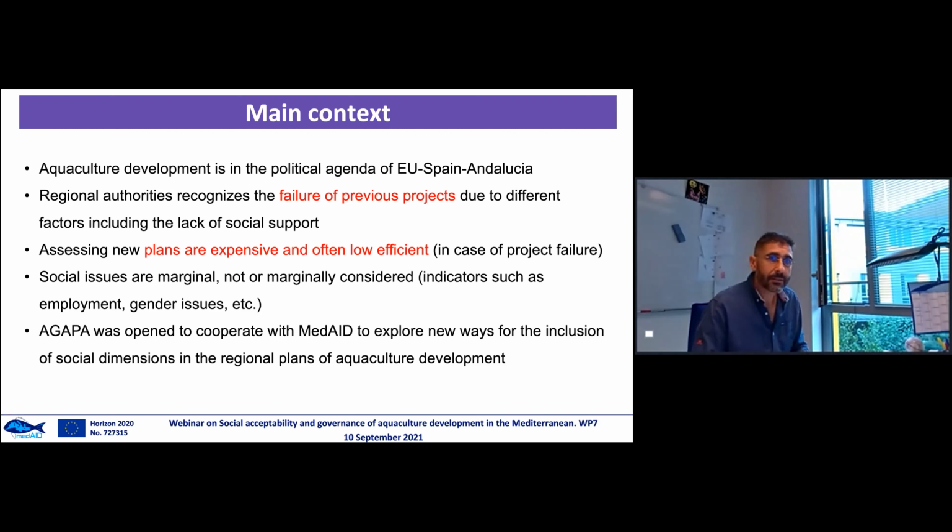So we have aquaculture plans for this territory, and for that we have to assess the plans. We have to consider the size, and all these processes are quite expensive and they are not efficient in the end. That's why aquaculture development is stagnant. It's not moving forward.